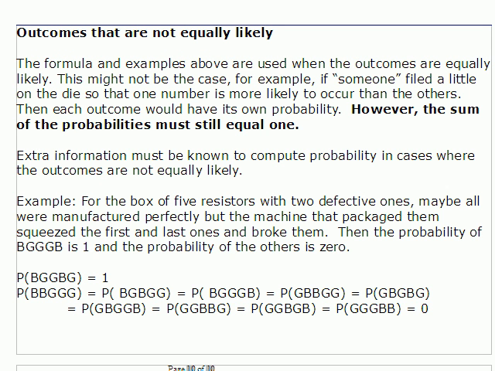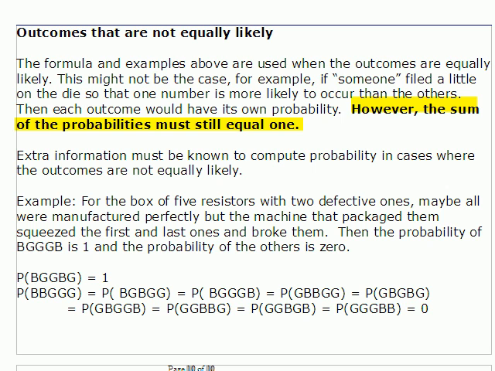Now, if the outcomes are not equally likely, you can't calculate the probability based on that formula. In fact, you have to be given that information, right? But no matter what, the sum of all the probabilities must still equal 1. For example, if somebody files a little bit on a die and makes it loaded, so that one side is more likely to come up than the others, then the fact that one comes up more frequently means the others come up less frequently, so their probabilities have to be adjusted.